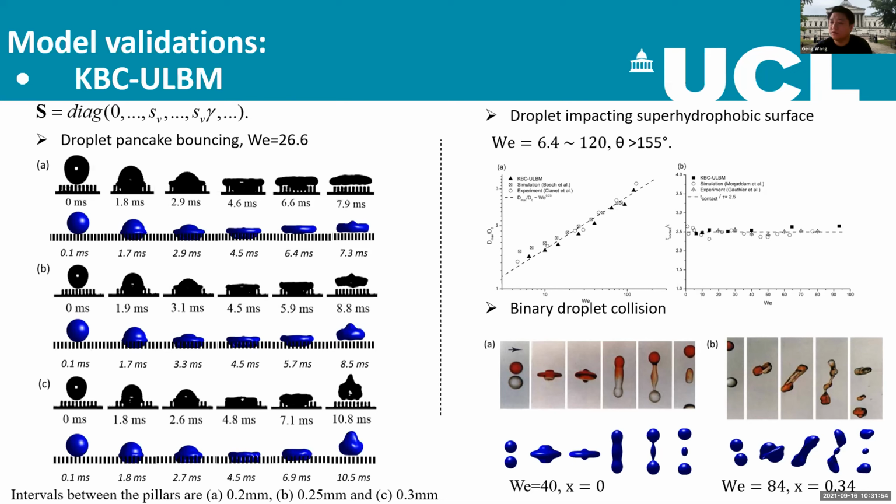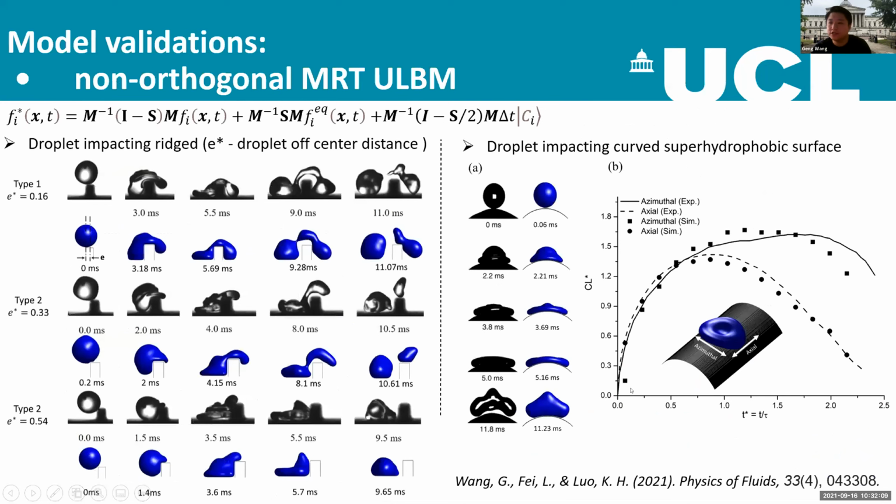Finally, we reproduce a bioring droplet collision experiment. As shown in the figure, excellent agreement between the experiment and our simulation can be found. The validations in this slide are conducted by using the non-orthogonal MRT ULBM. The non-orthogonal MRT ULBM is achieved by setting the shift matrix N as a unit matrix, and the transformation matrix M is achieved by the non-orthogonal moment set.